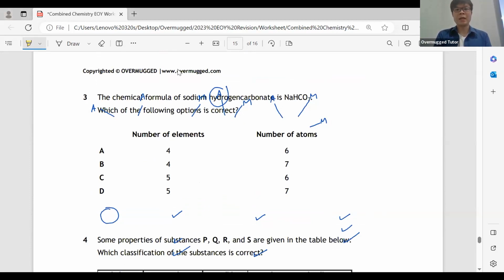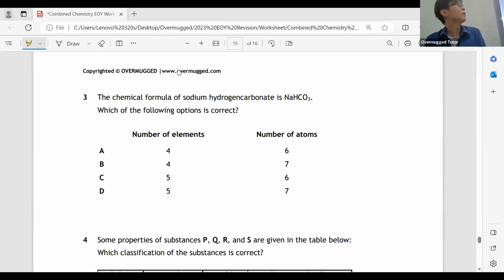Okay, then this is the chemical formula one. Number of elements, number of atoms. Okay, I'll try.